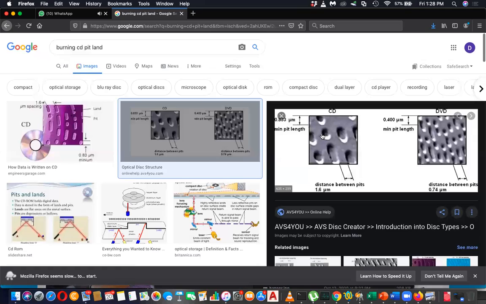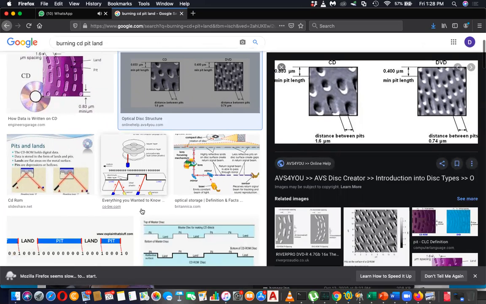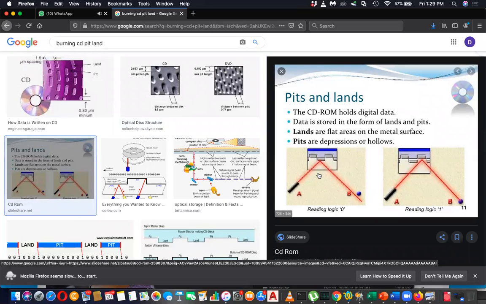When you power on, the laser head will emit light, and that light will go and hit this aluminum layer. This can be aluminum, platinum, or gold, but in most cases you see aluminum-plated CDs. When reading happens, there is a low power laser, and the reading happens based on the reflection angle.